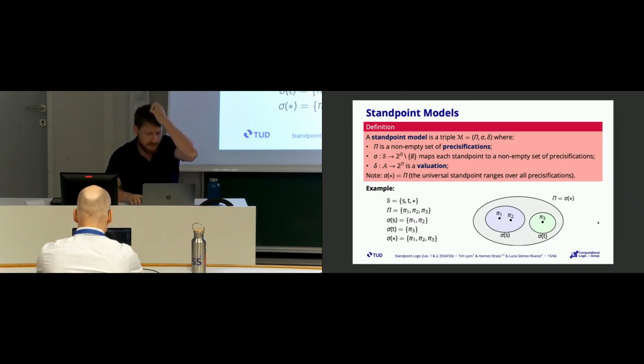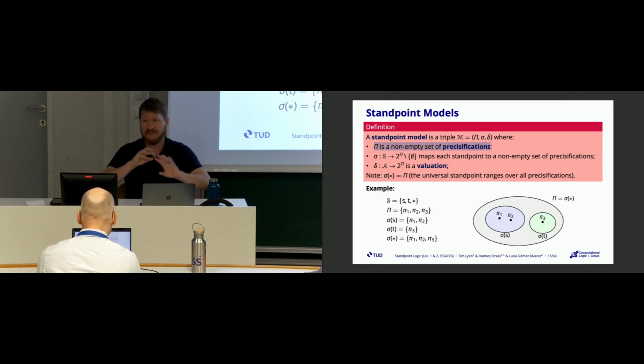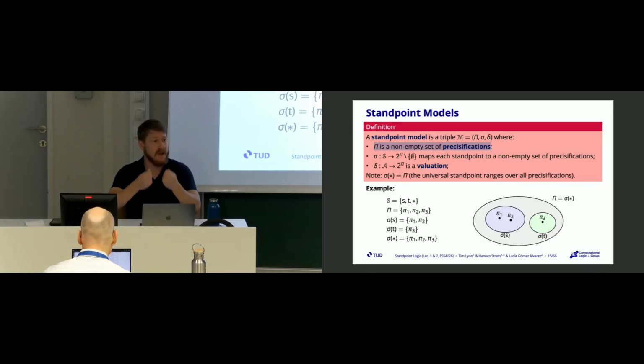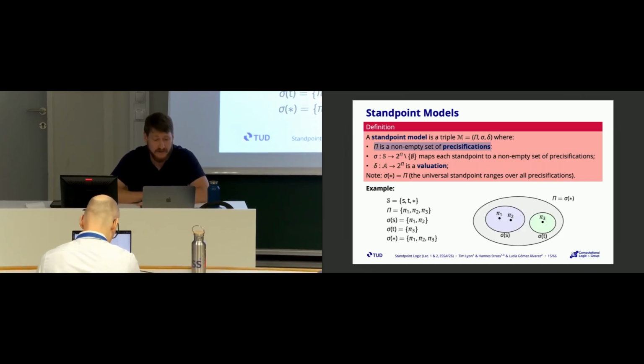Standpoint models, also called standpoint structures, are mathematical objects represented by M, which are encoded as triples consisting of 3 different parts. The first part, big pi, is a non-empty set of precisifications. Mathematically speaking, these are just points in your model, but they represent, as explained on the previous slide, some way in which you can precisify your language and make it completely consistent.